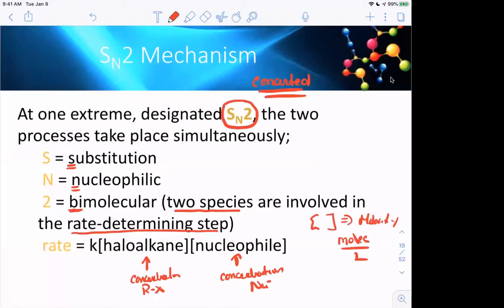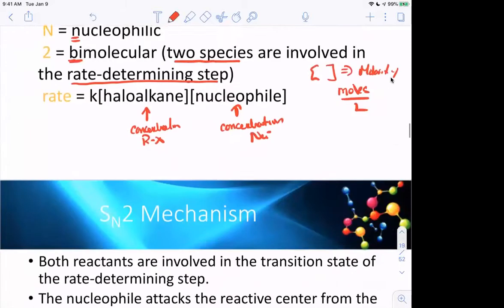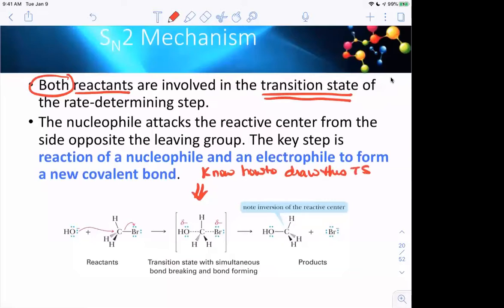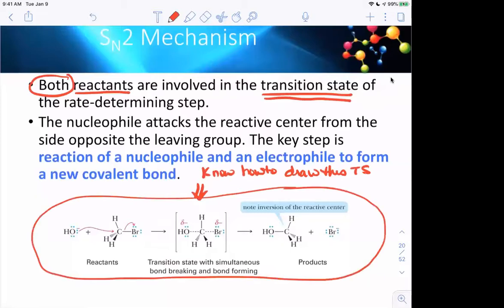We're really not going to focus on calculating with this. What you should know is that this kinetic result, which is this rate, is one of the ways we know as scientists that this is a concerted one-step mechanism where those two processes, the attack of the nucleophile and the loss of the leaving group, take place simultaneously. What that means is that both of the reactants are involved in the transition state of the rate determining step. So you need to know how to draw this. Because this is actually the mechanism showing that transition state.